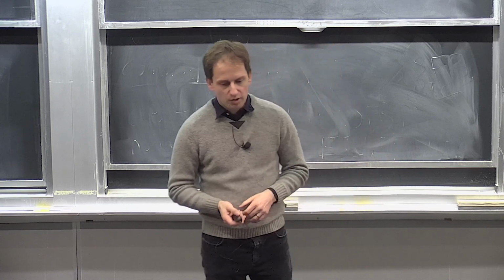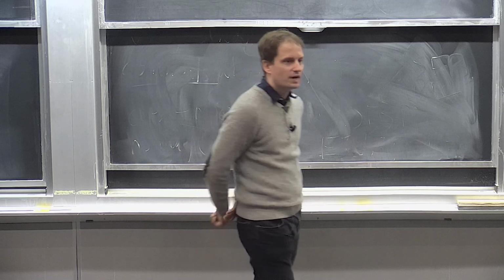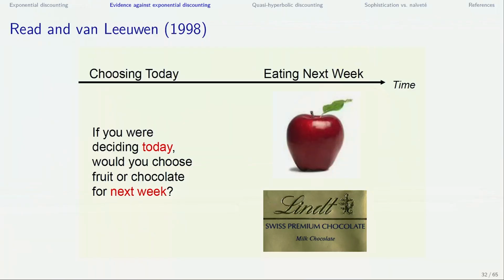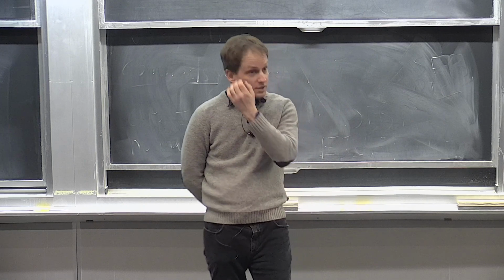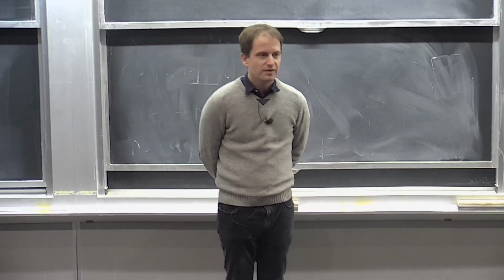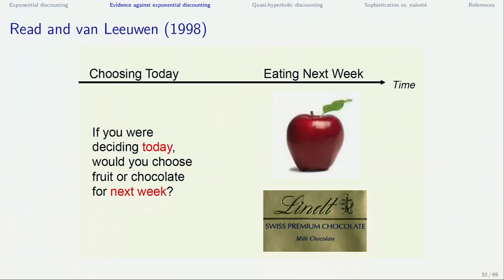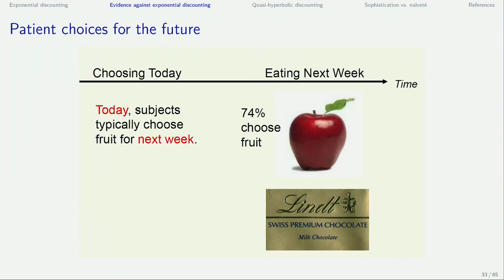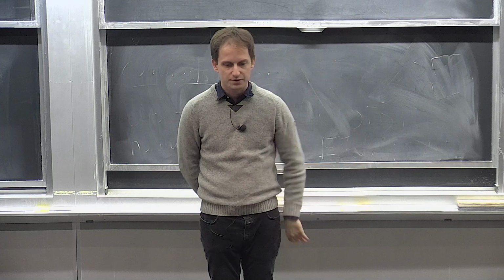More common is, and there's a paper that does this, in fact, with Dutch employees by Read and Van Leeuwen, that asks people about next week first. This is an actual company where workers are asked, after lunch, would you like to have a snack, and what snack would you like to have? Would you like to have apples or chocolate? When you ask them to do that today for next week, 74% chose fruit or apples. So lots of people tend to want to be virtuous in the future, eat healthily, and so on.